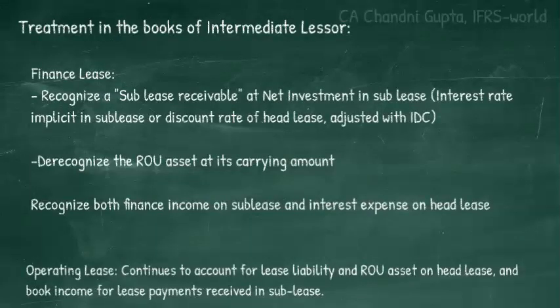Now, in case the sublease has been classified as an operating lease, he will continue to account for the lease liability and ROU asset on the head lease, and he will book the income for lease payments received in the sublease.